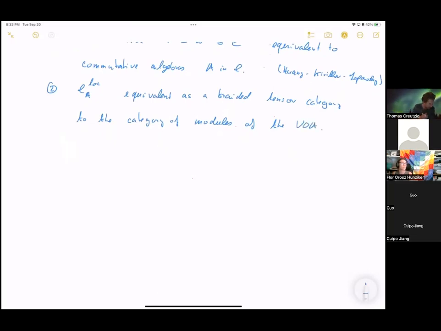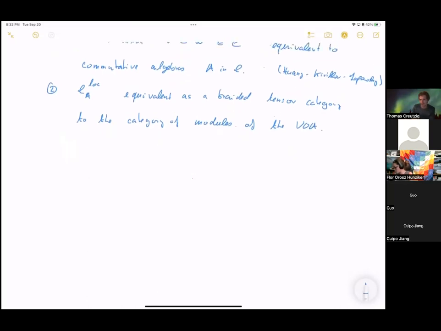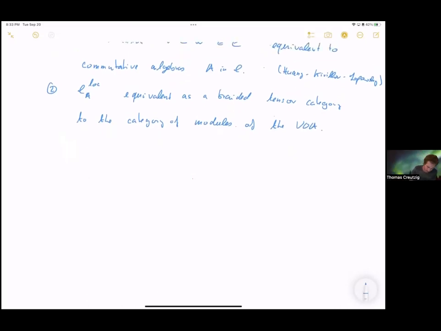So, and in particular, this induction functor I presented is then also a vertex tensor functor.